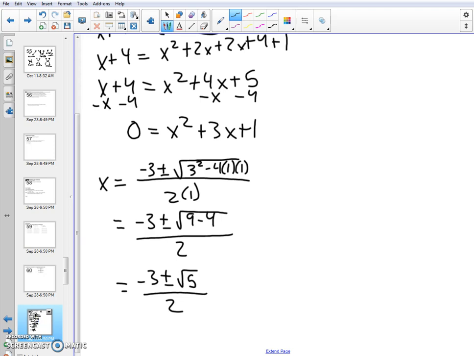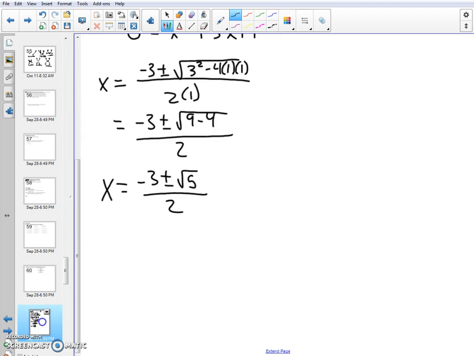So that's as simple as that one's going to get, right? We can't break down the square root of 5 at all. So this is what x is equal to. So there are actually two x values here. There's negative 3 plus radical 5 over 2 and negative 3 minus radical 5 over 2. So now, remember what we're trying to find is where this line and this parabola intersect. So it intersects in two different places, and I know that because I have two solutions, the plus radical 5 and the minus radical 5 versions.